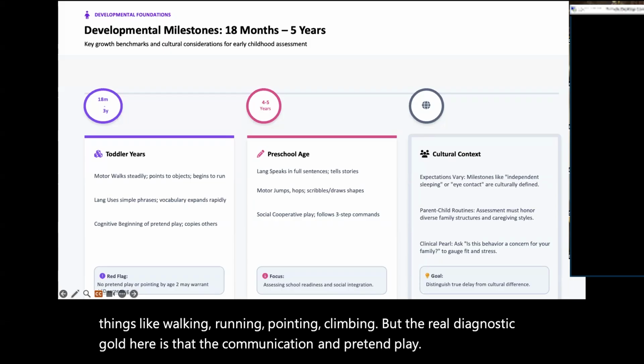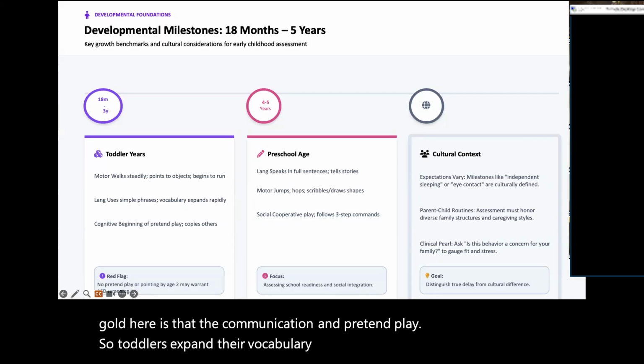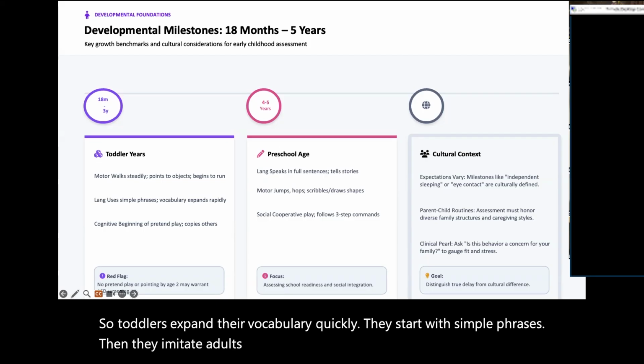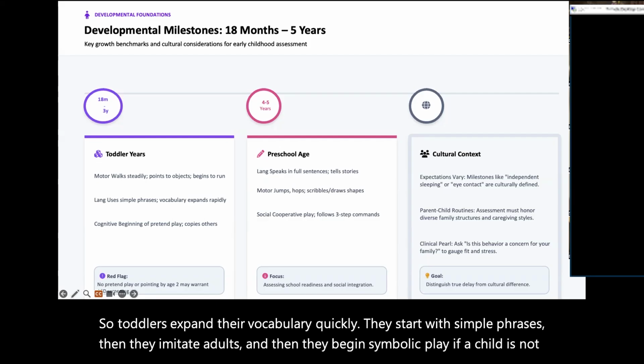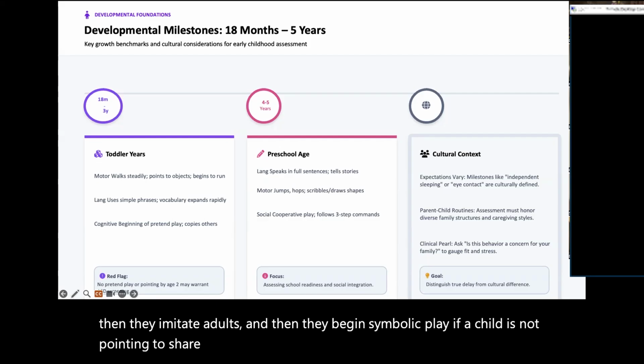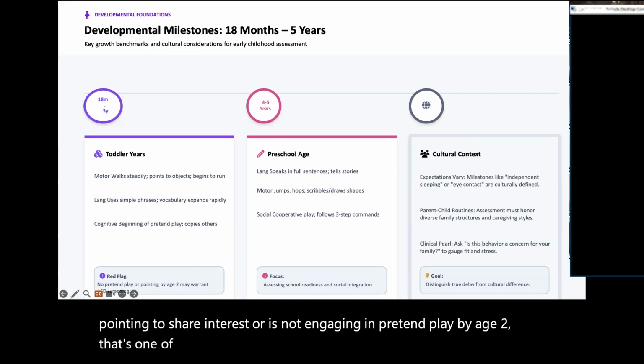So toddlers expand their vocabulary quickly. They start with simple phrases, then they imitate adults, and then they begin symbolic play. If a child is not pointing to share interest or is not engaging in pretend play by age 2, that's one of the highest yield early flags for autism spectrum.